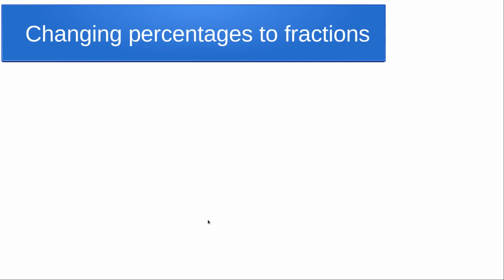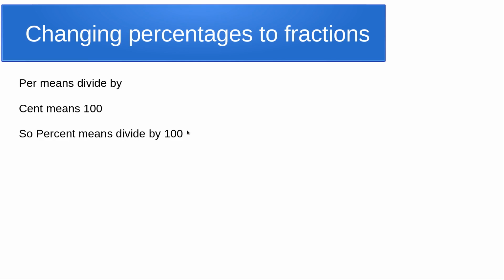In this video we're going to learn how to change percentages to fractions. Now, percentages are just another way of writing a number, and if we know what percent actually means, then it's easy to change percentages to fractions. So per in mathematics means divide by, and cent means 100, and you'll have come across this a lot: cents in a dollar, years in a century. So per cent means divide by 100.